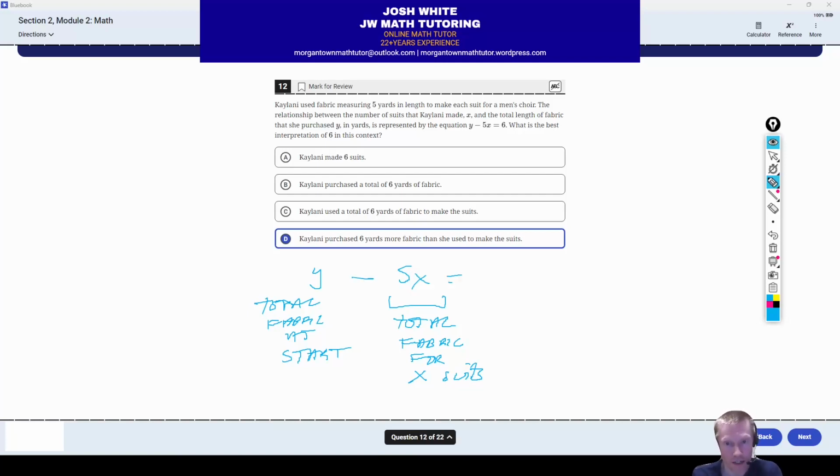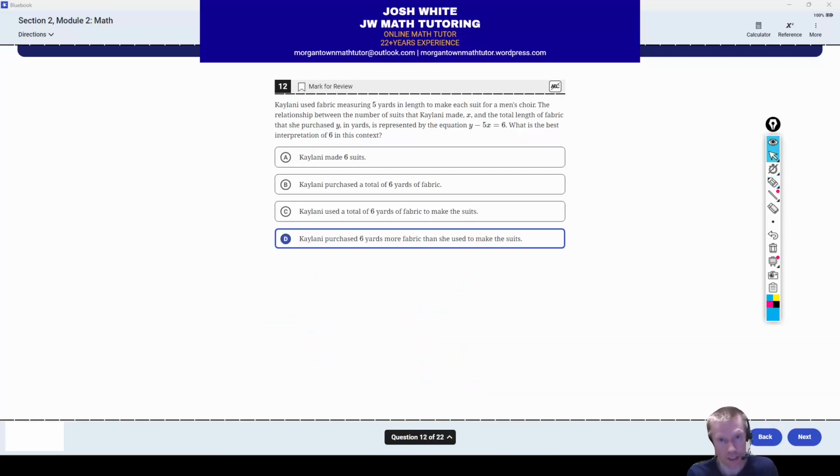So when you subtract those, in other words, I have this much amount of fabric to start, I use this much amount of fabric to make suits, and when you subtract the difference, if this difference here is +6, that's how much is left over. That's how many yards of fabric there are that haven't been used to make suits. So correct answer for this is just going to be letter D.